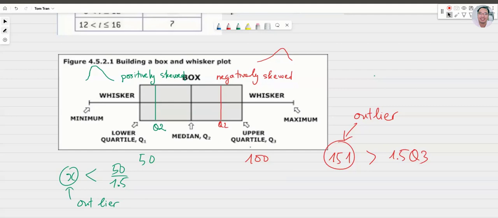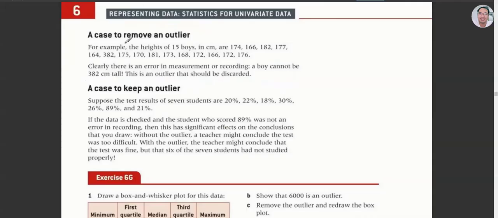So the method to determine if a value is an outlier is comparing that value with 1.5 times the upper quartile or lower quartile, depending on whether it is greater or smaller than those. For example, the height of 15 boys in centimeters here.